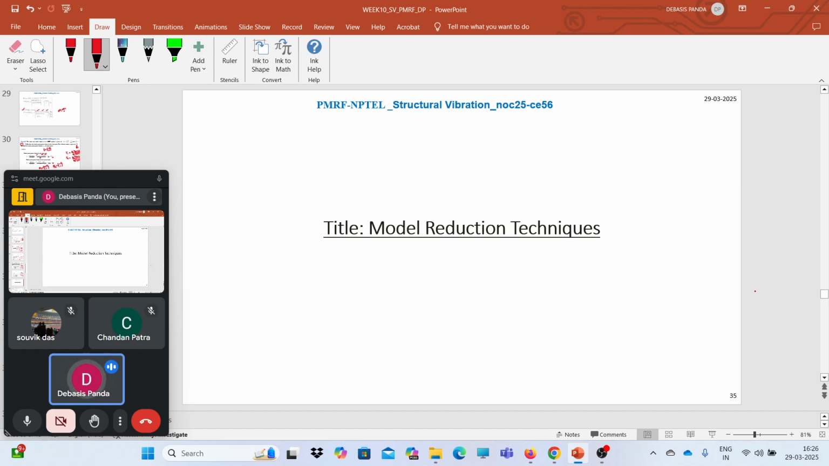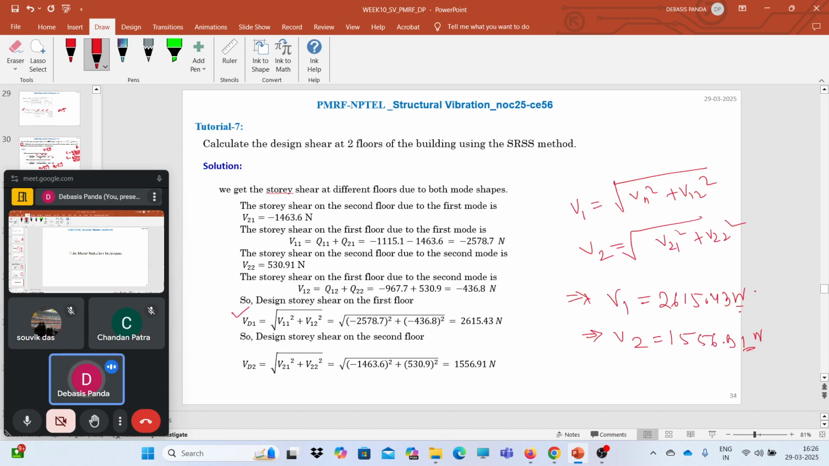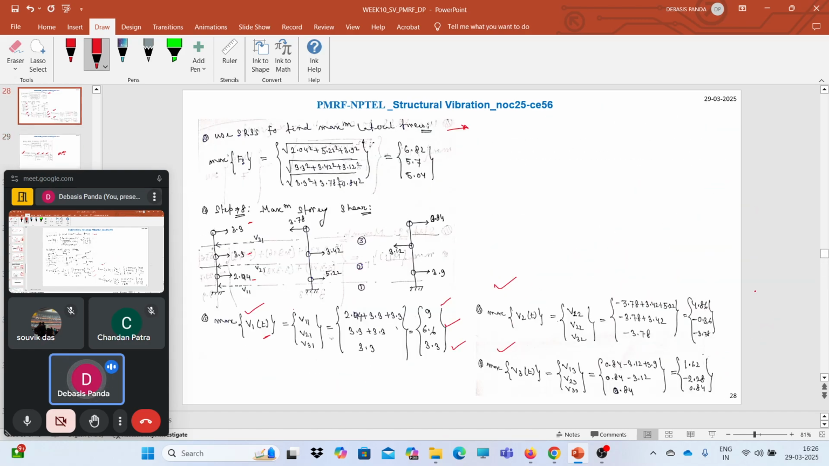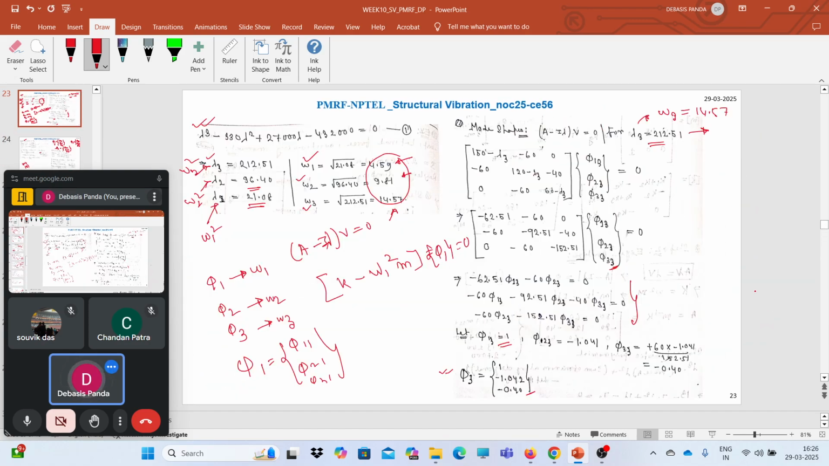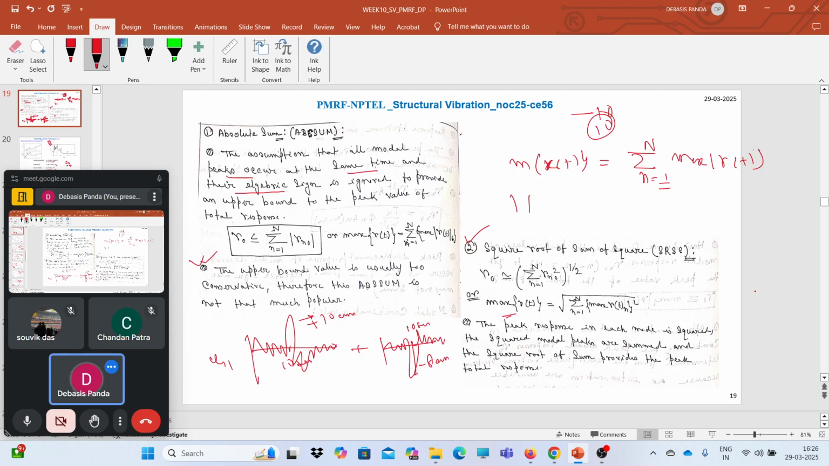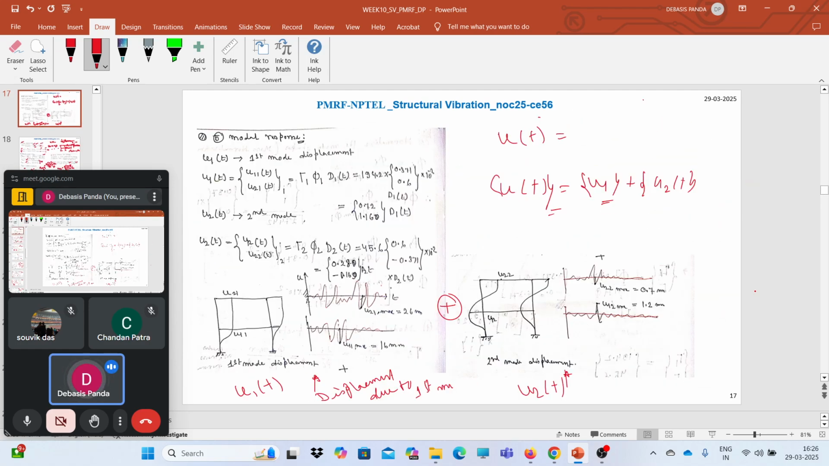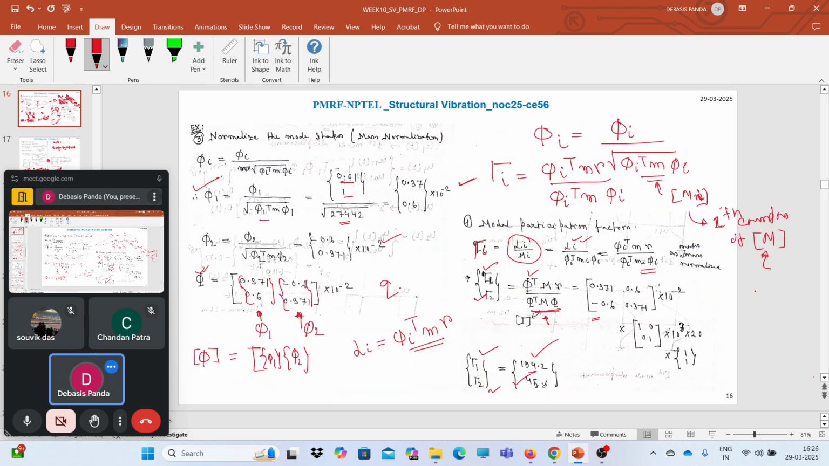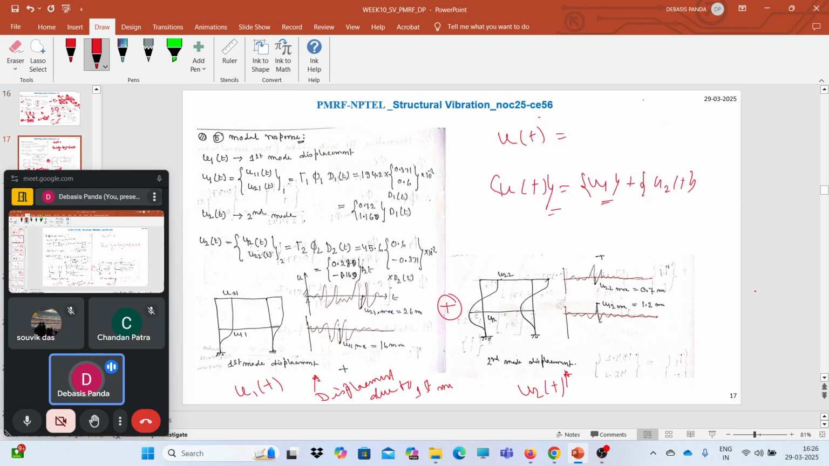Under earthquake excitation, first we need to have the information about the mode shape and natural frequency. Then we need to calculate the modal participation factor for each mode. Once we have the modal participation factor, we can easily calculate the modal responses, and then we add the modal responses to get the total response of the particular system.